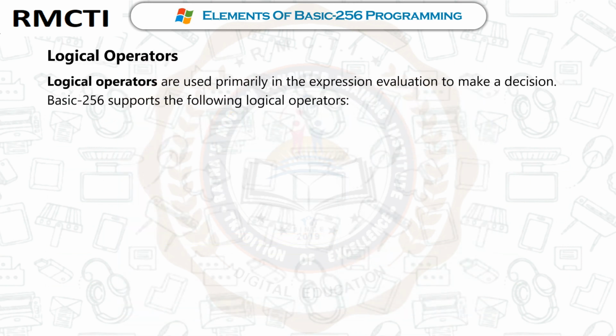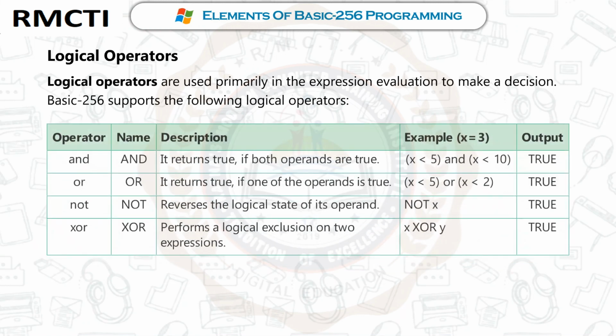Logical operators. Logical operators are used primarily in expression evaluation to make a decision. BASIC 256 supports the following logical operators: operator, name, description, example x is equal to 3, output. And returns true if both operands are true. Within brackets, x is less than 5, and within brackets, x is less than 10. True.